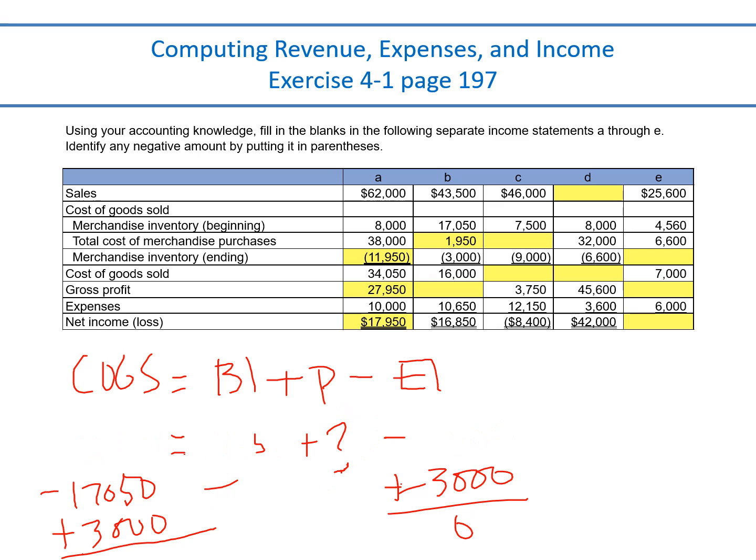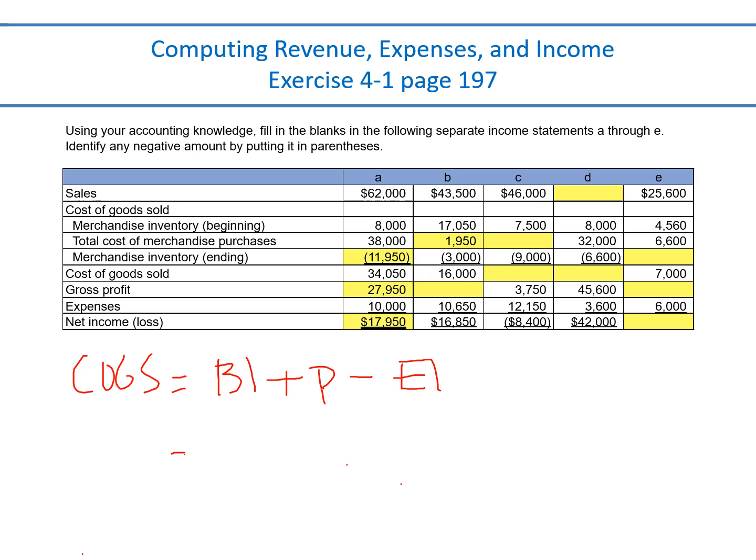Okay, and if we know that our purchases are 1,950, or I'm sorry, if we know our sales are 43,500, and we know that our cost of goods sold is 16,000, 43,500 minus 16,000 is 27,500 less 10,650 gets us to our net income of 16,850, right?